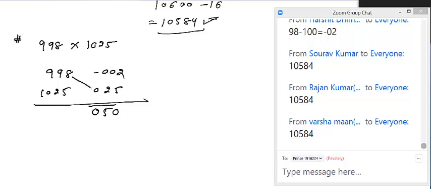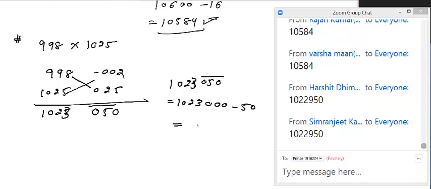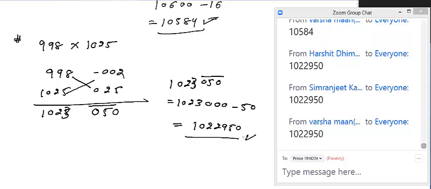When you add this, you will get 1023. You can try 1025 minus 23, and the 050 bar is here. So 1023000 minus 50. Yes, correct. 1022950. Absolutely correct. So I hope you understand. I have taken all the possibilities.